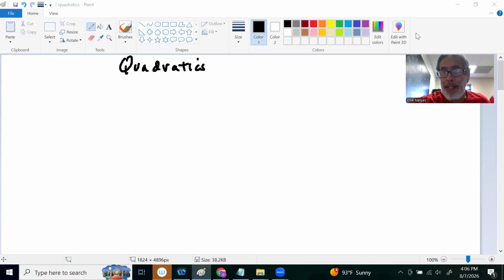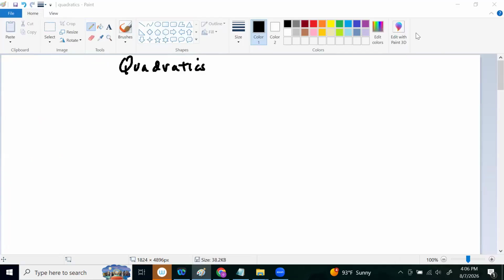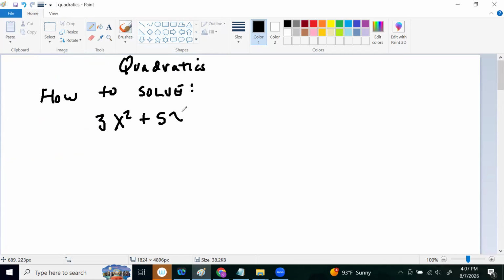So quadratics, how to solve them, basically, algebraically. And other topics. So the idea here, what a quadratic is, it's a degree 2 polynomial, things like 3x squared plus 5x minus, let's say, 4. And solving them would mean setting equal to 0. Now there's basically two ways of doing this.